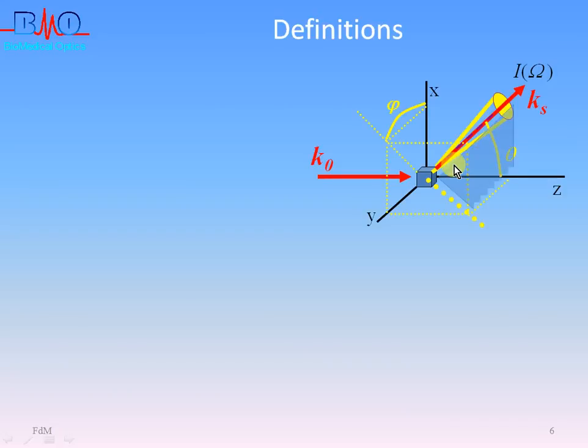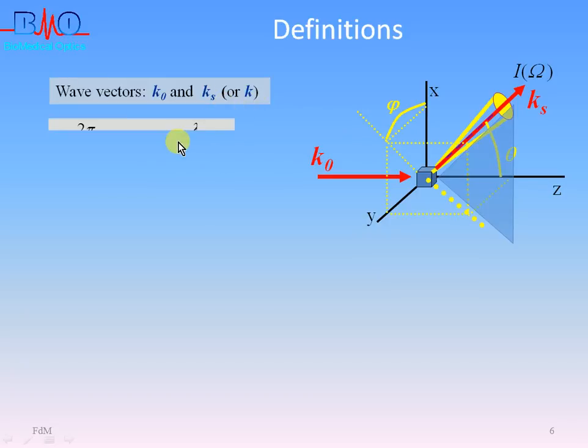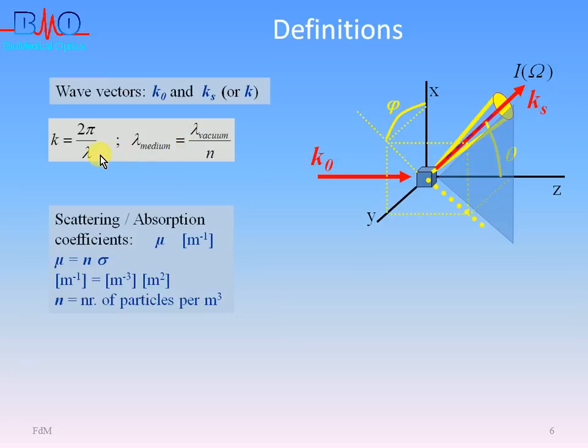Further definitions. Here is the situation with theta and omega. The wave factors, k0 and ks, also denoted by k without the s. k is 2 pi over lambda, the wavelength, and we can define scattering and absorption coefficients, mu, expressed in 1 per meter, and connected with the scattering cross-section by this relation in which n is the number of particles per cubic meter.